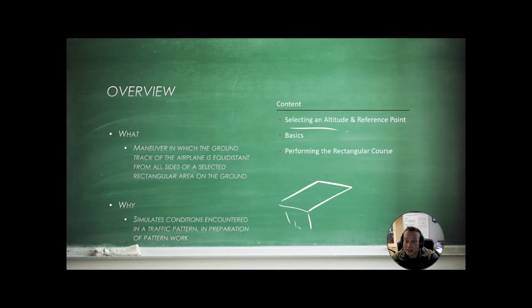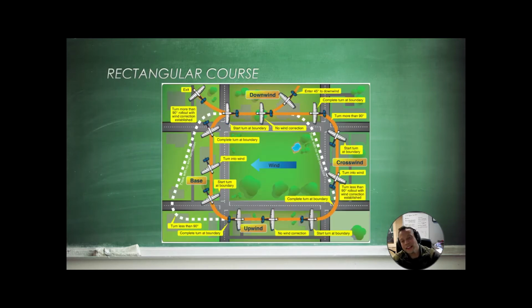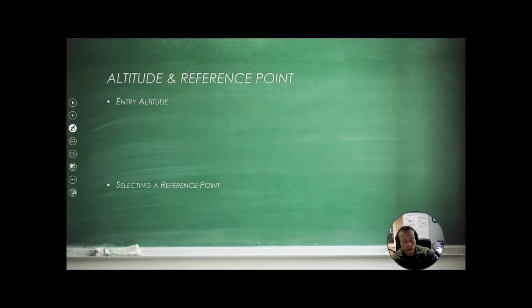We're going to talk about selecting an altitude and reference point, the basics, and performing the rectangular course. This is what it looks like. We're going to enter on the downwind just like we would at a traffic pattern at an airport. We'll turn base, upwind, and crosswind. We'll talk about each leg here in a little bit.